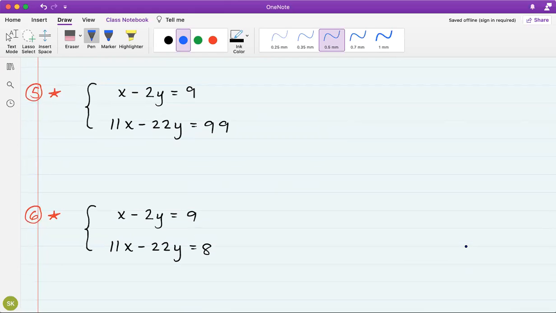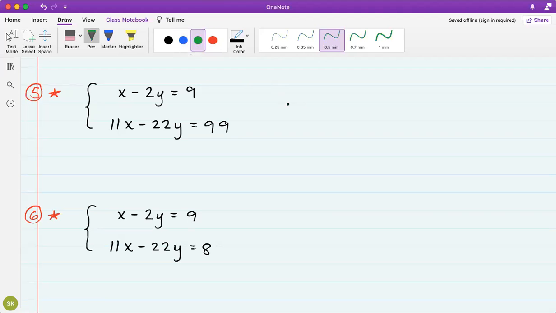For problem number 5, I have x minus 2y is 9 and 11x minus 22y is 99. And for problem 6, these are very similar. I got x minus 2y is 9 and 11x minus 22y is 8. So for one of these problems, you're going to get infinite solutions, and the other problem, you're going to get no solution. Can you see which one is infinite solutions and which one is no solution?